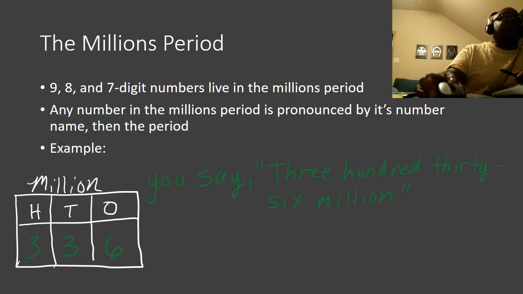Now, our next period is the good old millions period. This is where you're going to have your 9, 8, and 7-digit numbers. They're all going to be housed in the millions period. And you remember, just like in the thousands period, any number in the millions period is pronounced by its number name, then the period name.